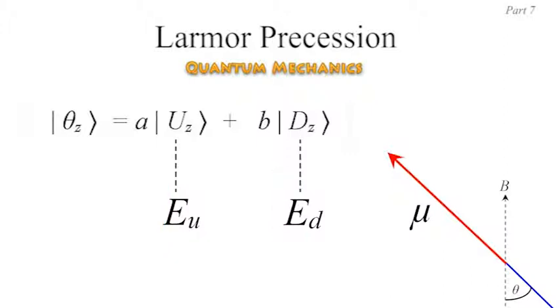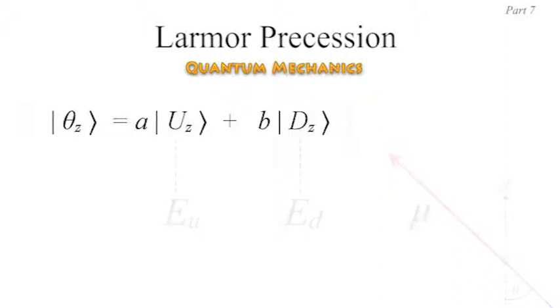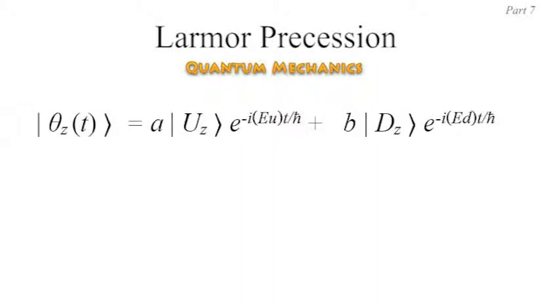Taking EU and ED as the two energies for now, we can write that the state vector as a function of time should look something like this. Can you see? I've changed the theta state to being a function of time. And to do that, I've multiplied the up state part of it by the exponential containing its energy, EU, and I've multiplied the down state part of it by the exponential containing its energy, ED. This equation, therefore, has four constants in it, A, B, EU, and ED. But in fact, we know them all.